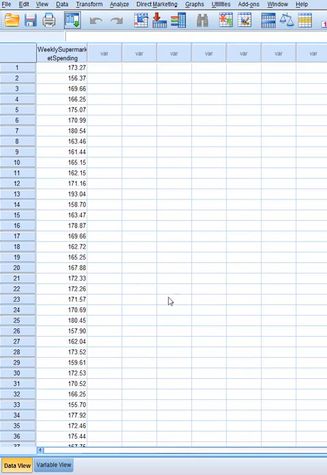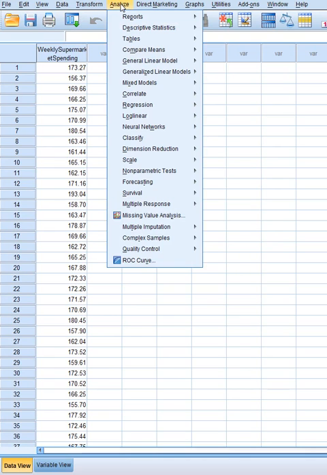Here's our data. So as we saw earlier, it's just a list, in a single column, of all the amounts that were in our sample for the different weekly spending amounts. And so what we want to do is find out whether the mean of these values is equal to 156 or not. So we're going to do an independent t-test.